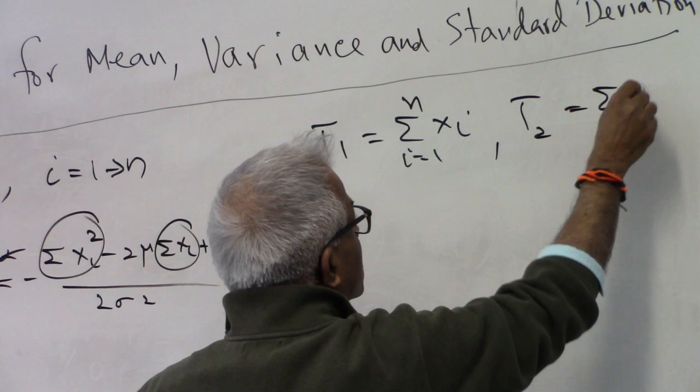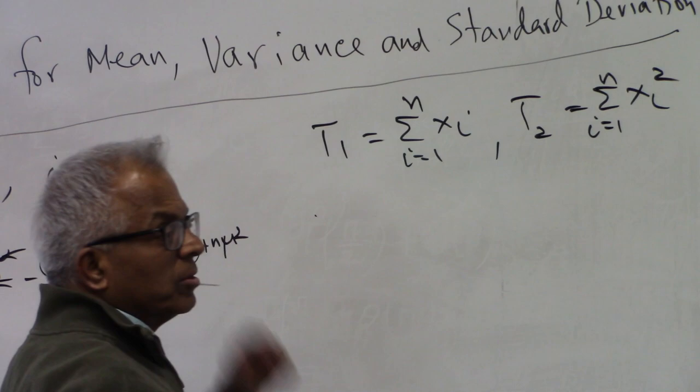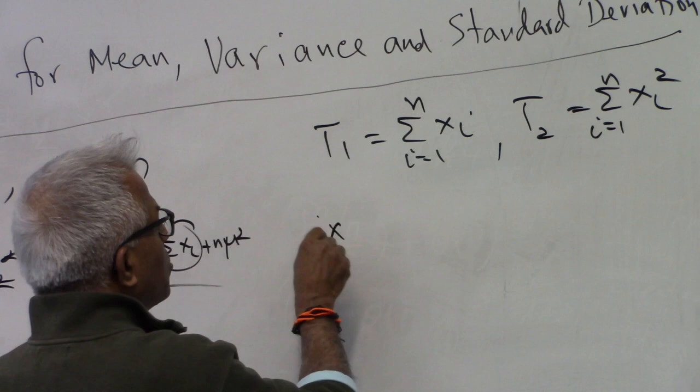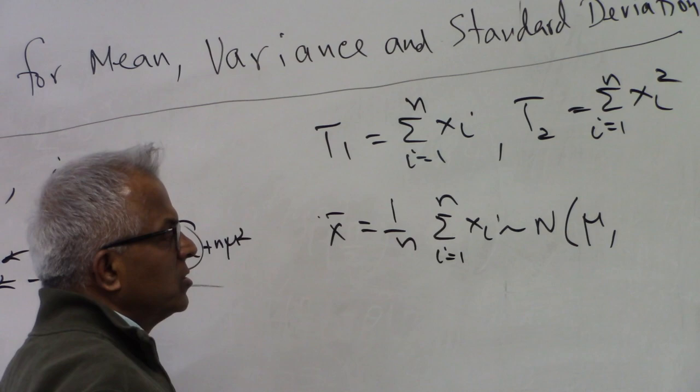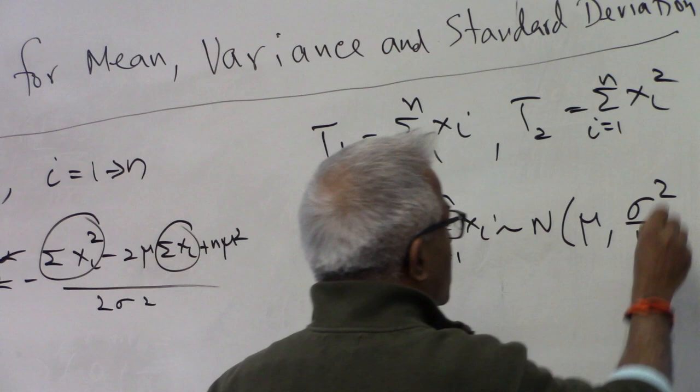And T1 is, of course, this being independent Gaussian, also Gaussian. And so if I do the standard mean, which is the same as a scaled version of T1, this is Gaussian with the mean mu, and the variance is the sum of the variances divided by n squared, so that's sigma squared over n. It's a classic result. So I'll come to the other one quickly.